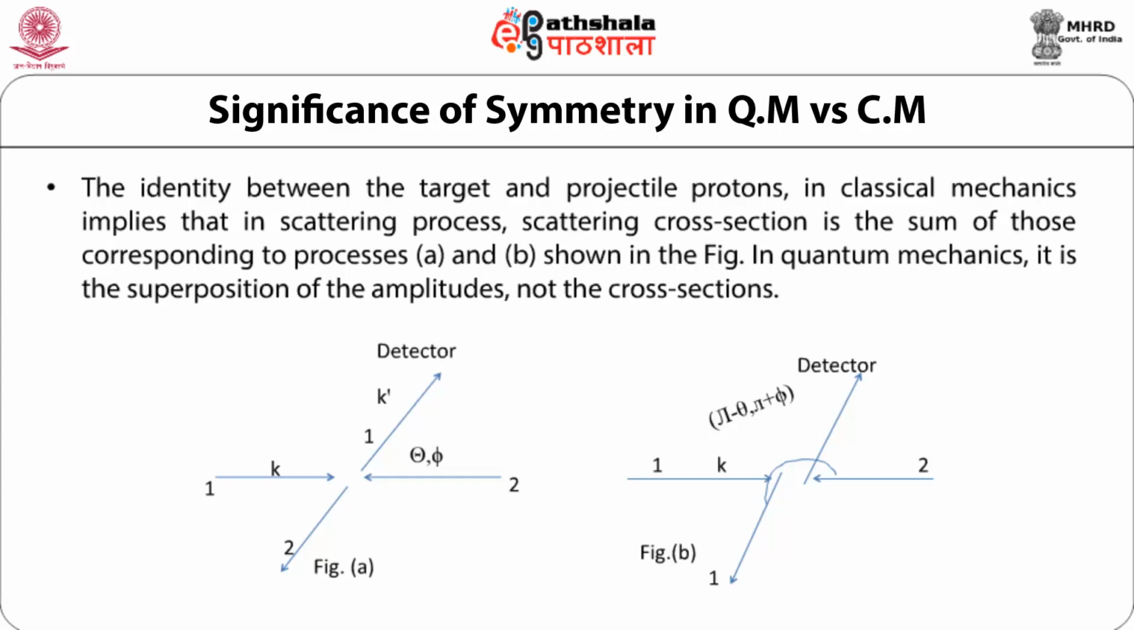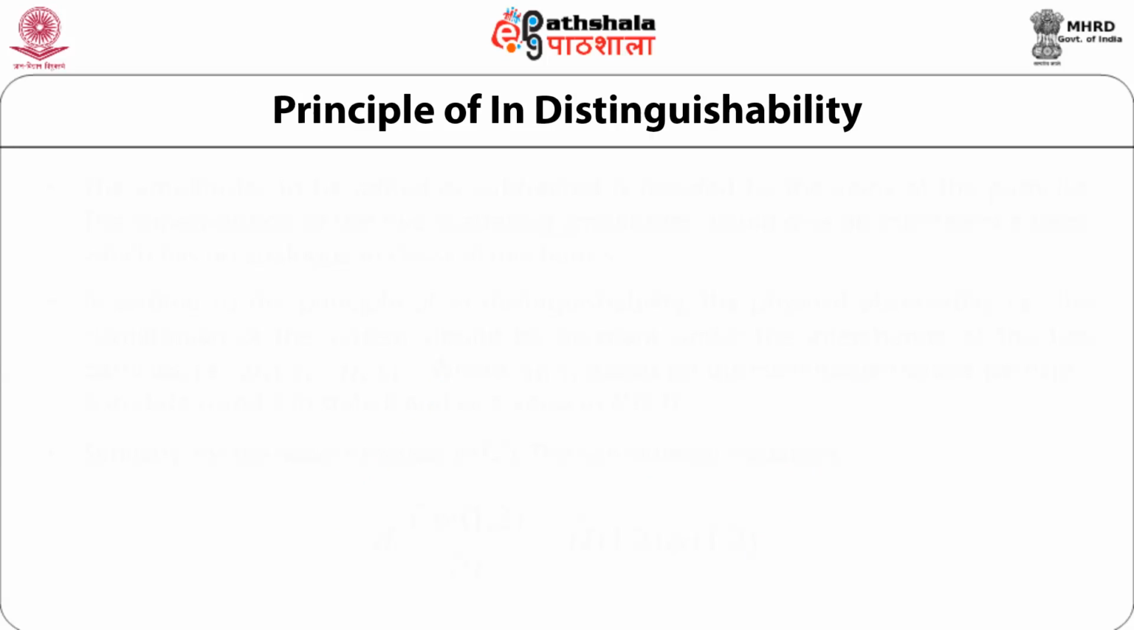However, in quantum mechanics this is not the case, and here the superposition is of the amplitudes and not of the cross sections of the scattered protons. Principle of indistinguishability. Now, in the case of quantum mechanics, like mentioned earlier, the superposition is not of the cross sections as measured for the two protons, but of the scattering amplitudes. Whether these amplitudes are to be added or subtracted is decided by the spin of the particles.